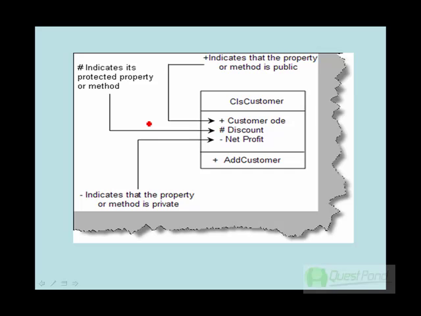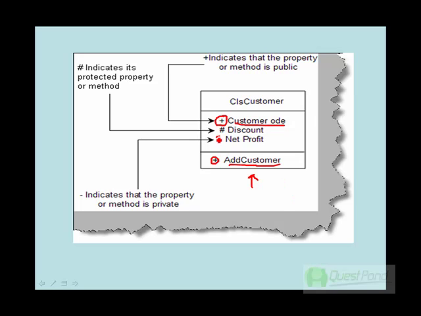In order to express the visibility of these methods outside the class to the client world, we use some notations. For instance, a plus notation before the property or the method name indicates that this is a public method, or a public property. So if any client creates an object of the CLS customer, he will be able to call the customer code property, or set or get the customer code property depending on how the property is exposed, and also he will be able to call the add customer method.